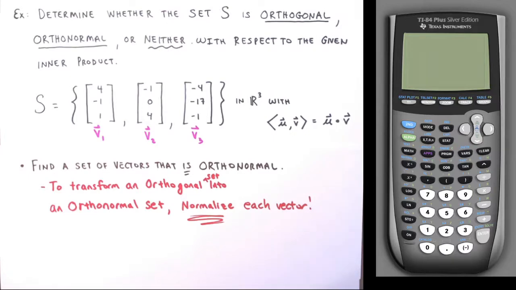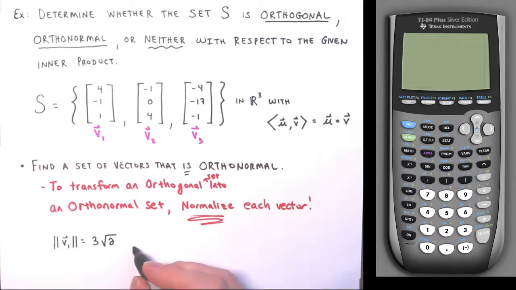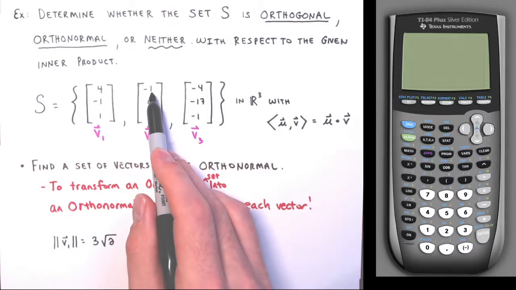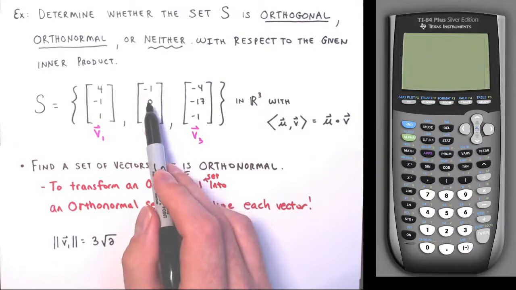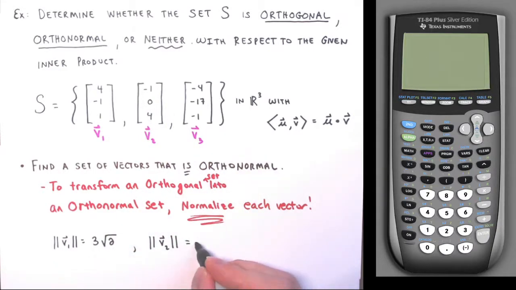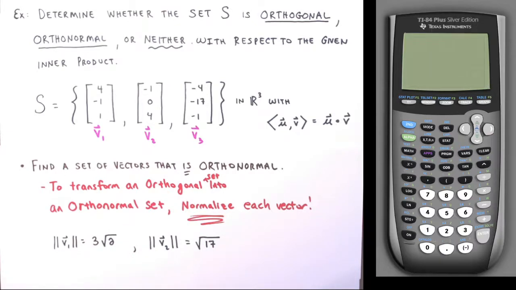Now I've already found the norm of vector 1. That was the square root of 18, or 3 times the square root of 2, under the dot product. I could very easily do the other ones. The norm of vector 2 is the square root of the dot product of the vector with itself, so 1 plus 0 plus 16. This is the square root of 17. Again, that's not 1, so neither of these are unit vectors right now.